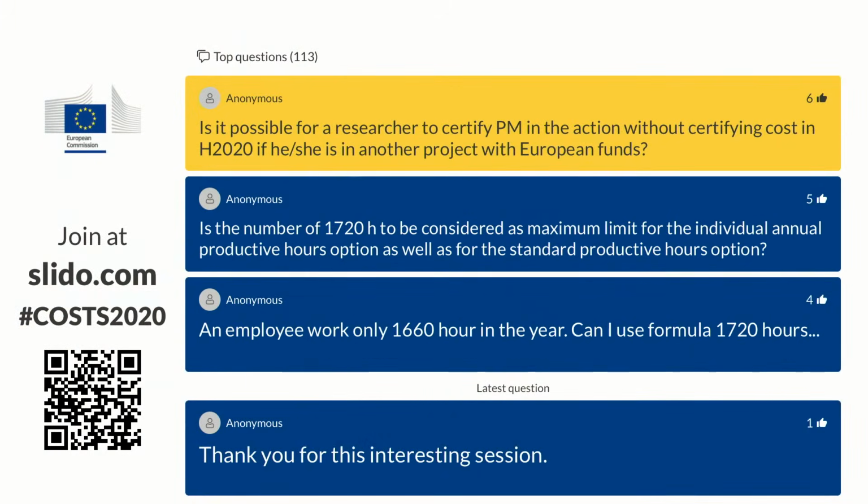Is it possible for a researcher to certify person months in the action without certifying costs in H2020 if she is in another project with European funds? I assume certifying means claiming costs. David.